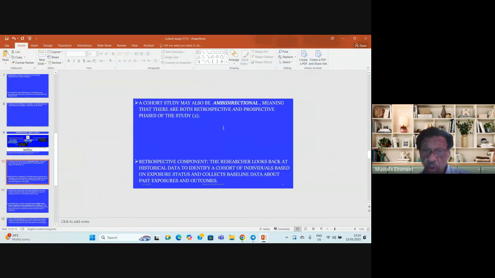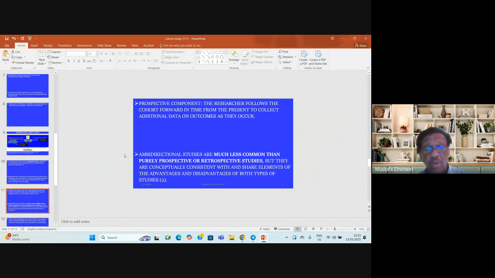In a cohort study, the direction means that there are both retrospective and prospective phases of the study. In the retrospective component, the researcher looks back at historical data to identify a cohort of individuals based on exposure status and collects baseline data about the previous exposure and the outcome. And also, we have the prospective component.